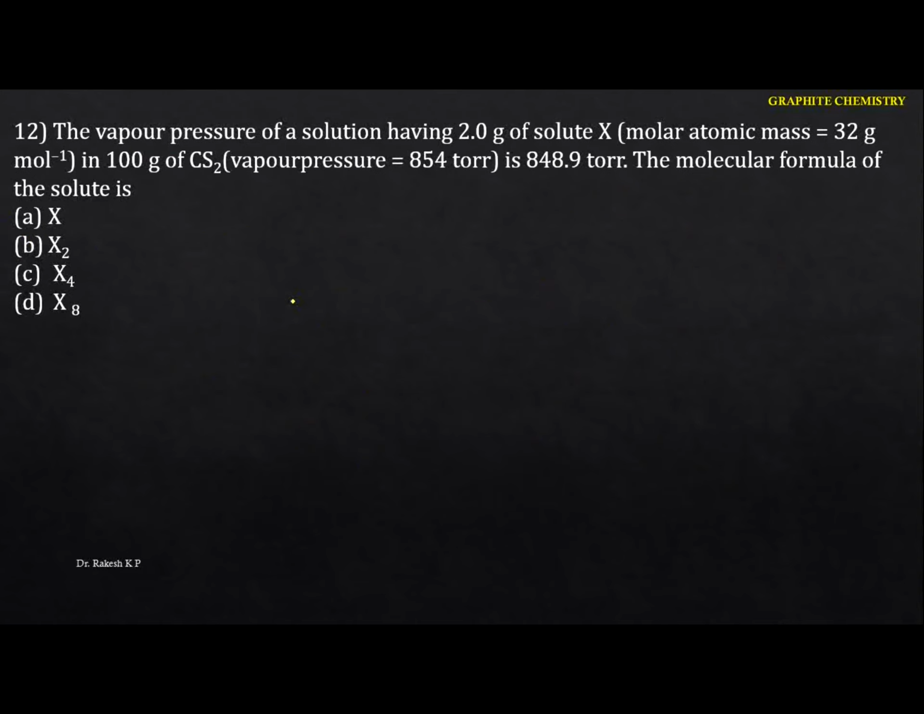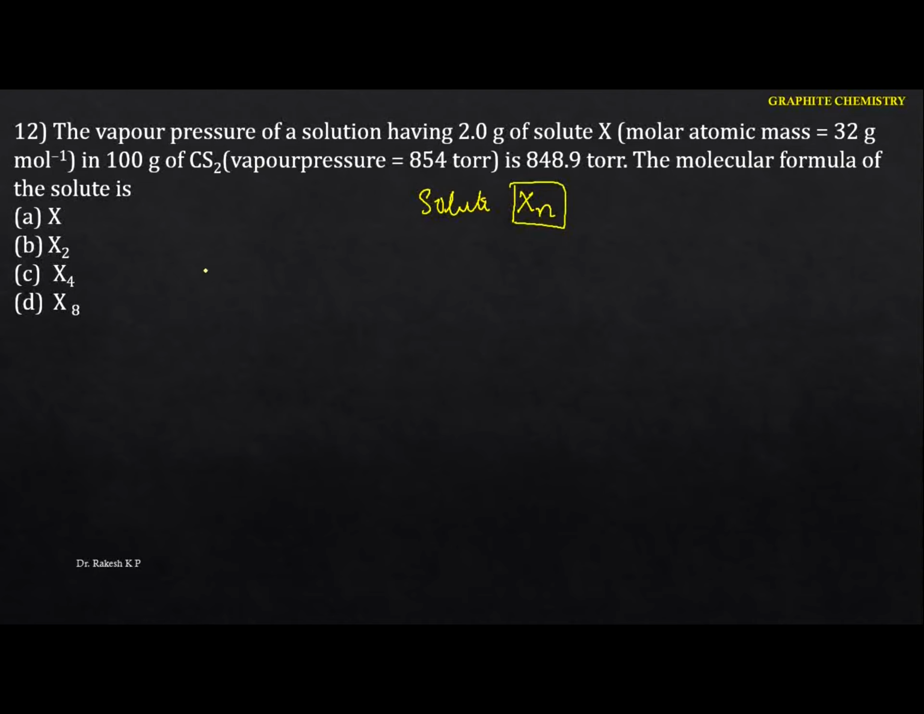The vapor pressure of the solution having 2.0 gram of solute X. They are given the molar atomic mass, that is 32 gram per mole, in 100 gram of carbon disulfide. They are given the vapor pressure, that is 854 torr, and the vapor pressure of the solution, that is 848.9 torr. The molecular formula of the solute is? What is the solute they are given? That is X. I don't know the molecular formula, so I can take it as Xn. That means I have to calculate what exactly the n is.